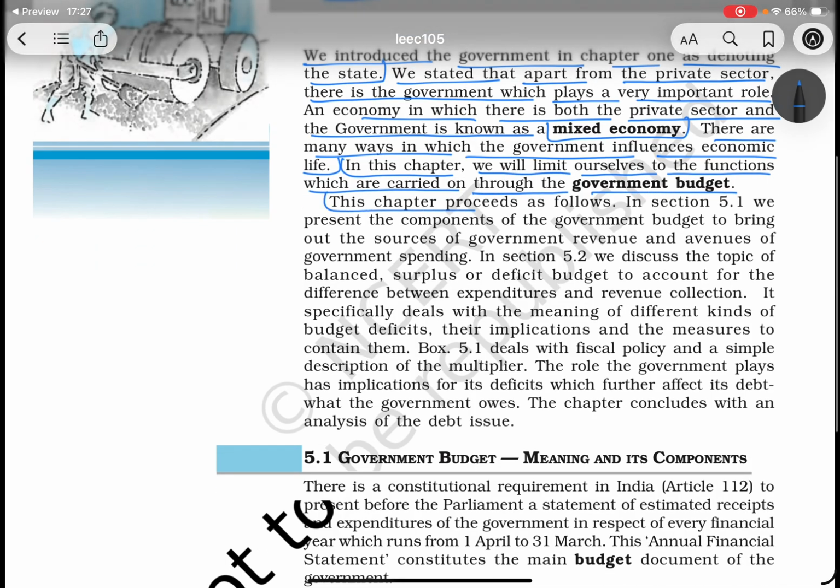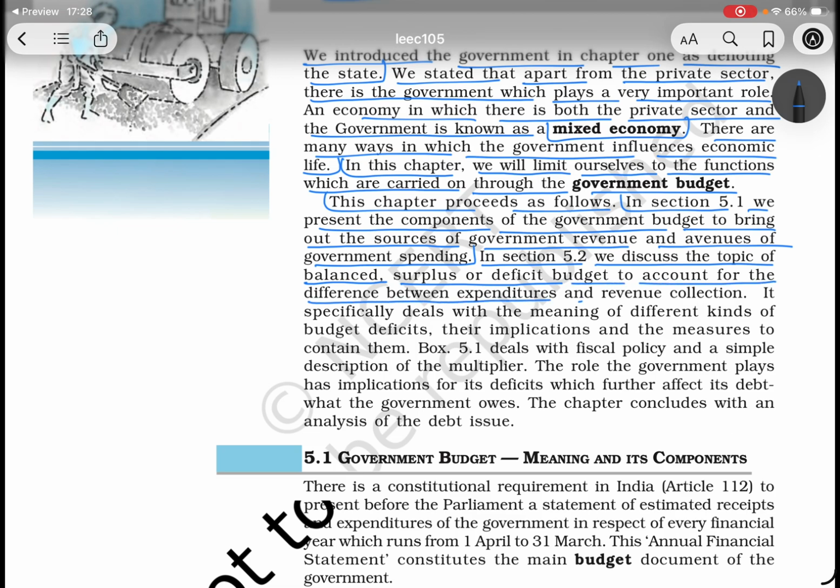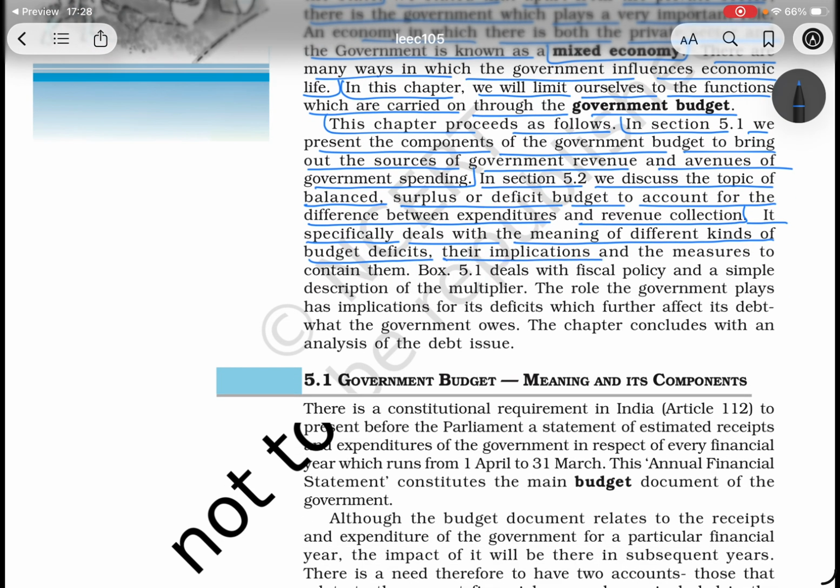This chapter proceeds as follows. In section 5.1, we present the components of government budget to bring out the sources of government revenues and avenues of government spending. In section 5.2, we discuss the topic of balanced, surplus or deficit budget to account for the difference between expenditures and revenue collections. It specifically deals with the meaning of different kinds of budget deficits, their implications, and the measures to contain them.